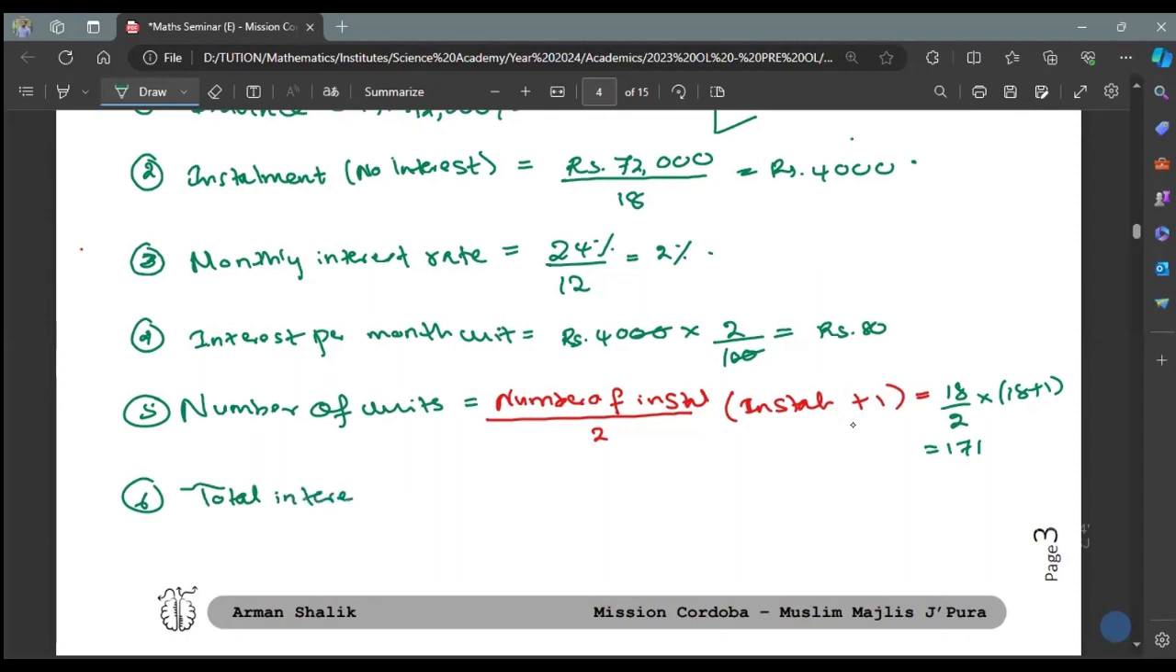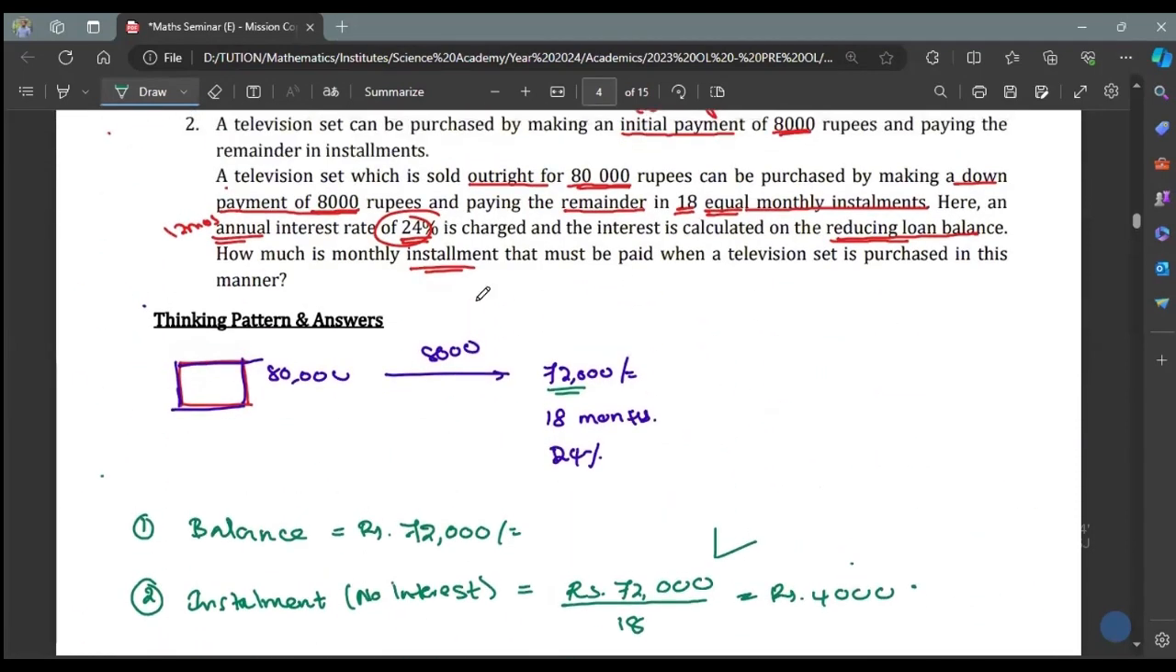Now, Puta, I'm going to calculate the total interest. So this is the very last step that you have to follow. Right. Sixth step. How to calculate the total interest? We know interest per month unit, which is 80. We have the number of month units, 171. If you multiply that, you will get 13,680. So the question is to calculate the monthly installment amount.